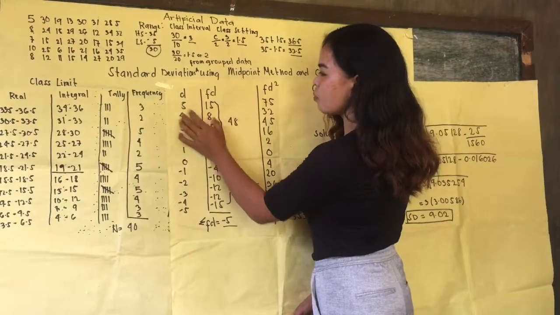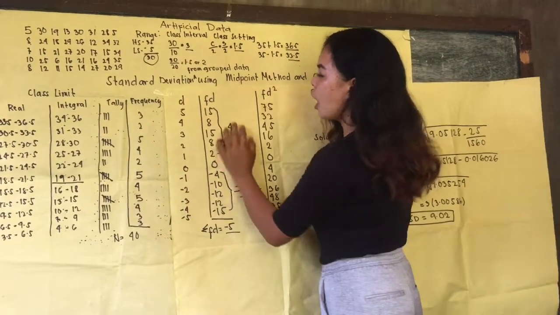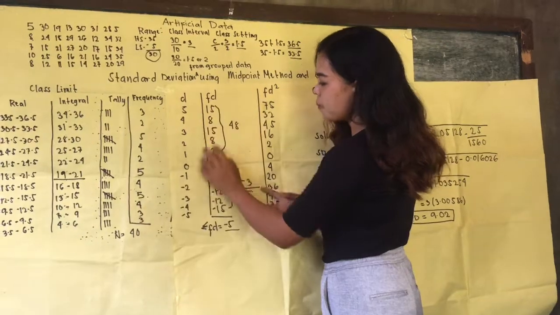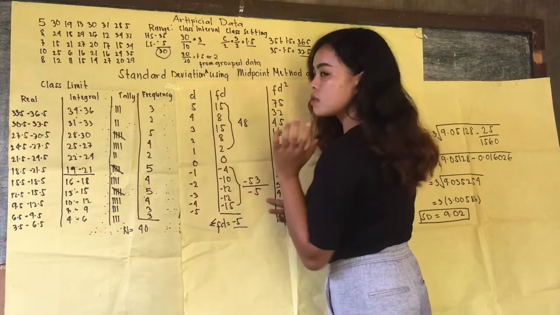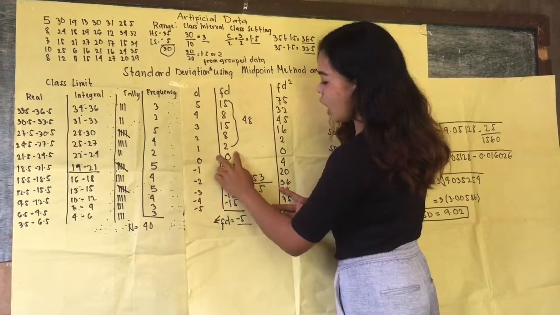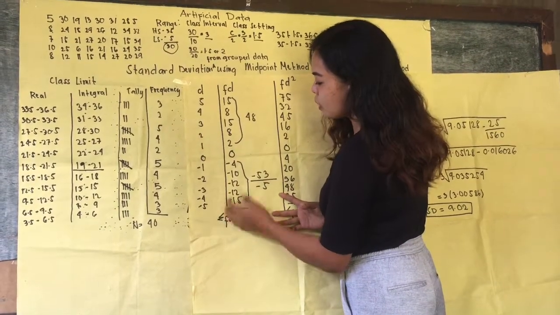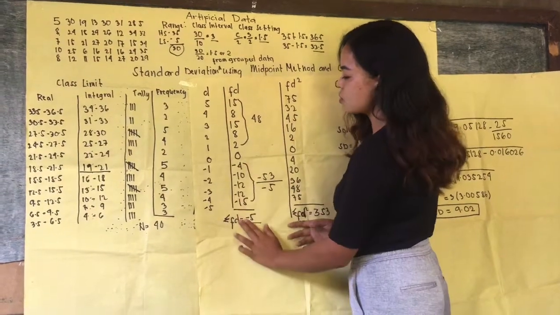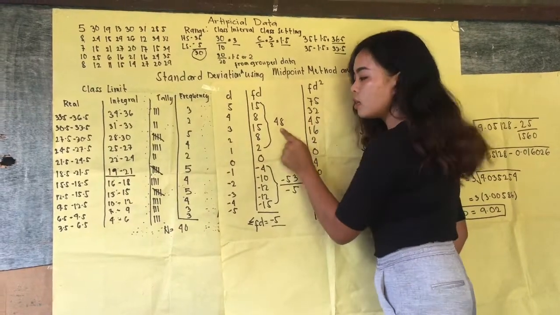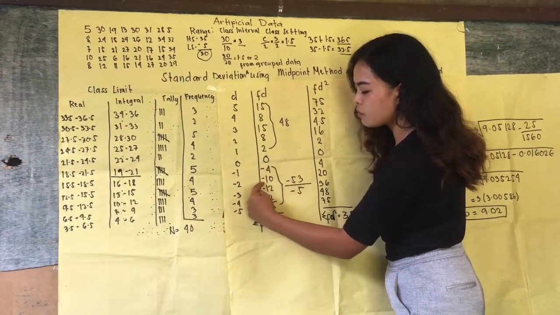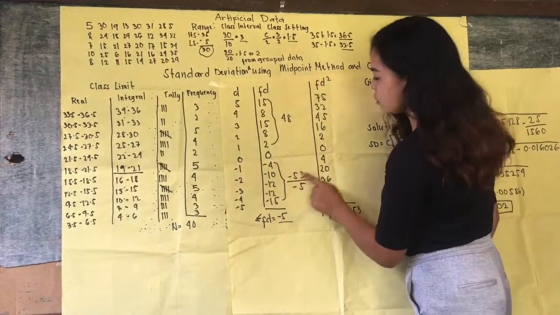So after having the product of frequency and deviation, you have to add all these values: the positive values above zero deviation, then add all the values below zero, which are the negative values. So 15 plus 8 plus 15 plus 8 plus 2 is equal to 48. Then negative 4 plus negative 10 plus negative 12 plus negative 12 plus negative 15 is equal to negative 53.